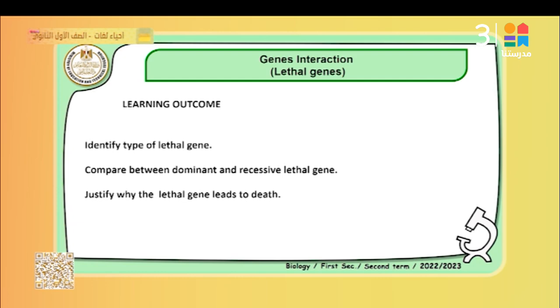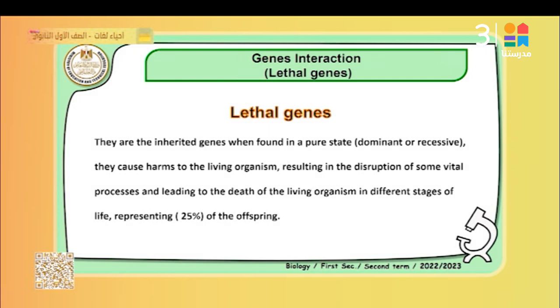What does it mean, lethal genes? Lethal genes finally lead to death. Why? The lethal genes lead to death as the result of gene interactions. These genes lead to disruption of the vital process and lead to death. Starting with the definition of the lethal genes.